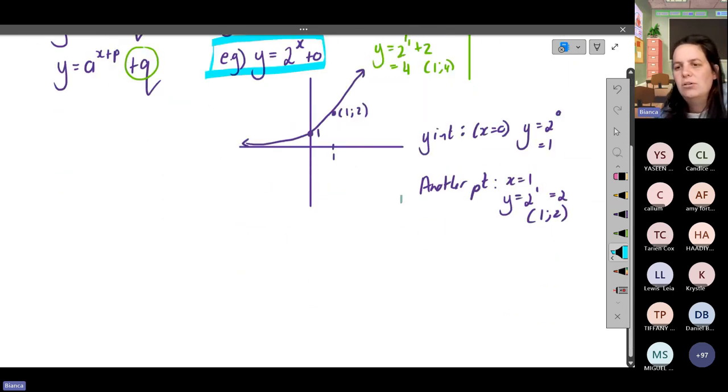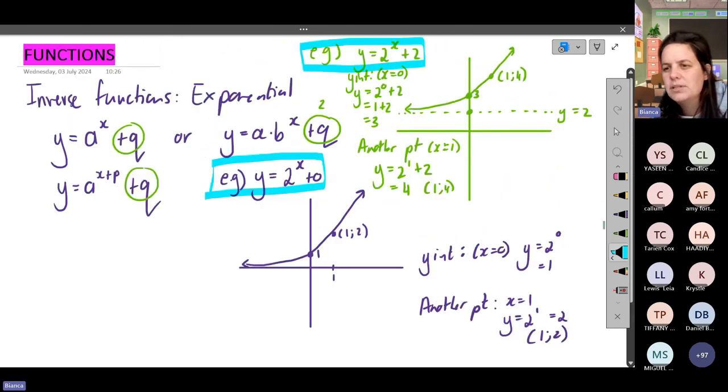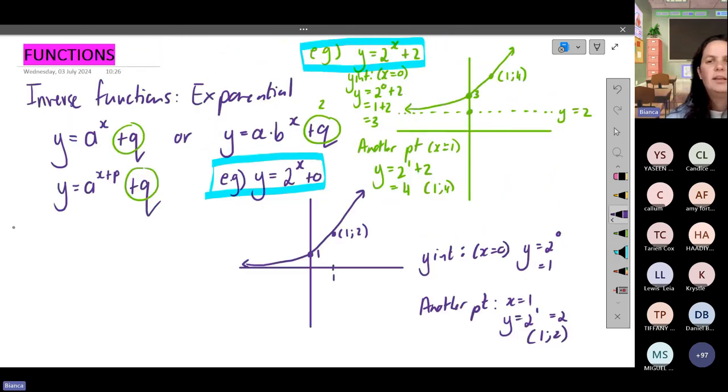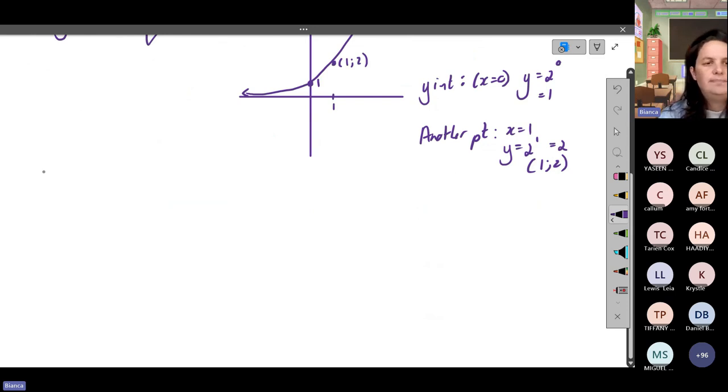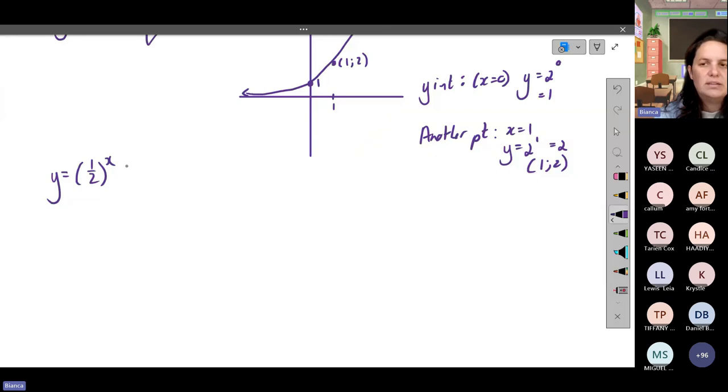So now let me just get something here. All right, if I give you something like this, let's say y equals a half to the power of x. My first question is, and I know you guys can't answer because your mics are muted, what is another way to write this? I did actually show you earlier. How else can I write this equation?